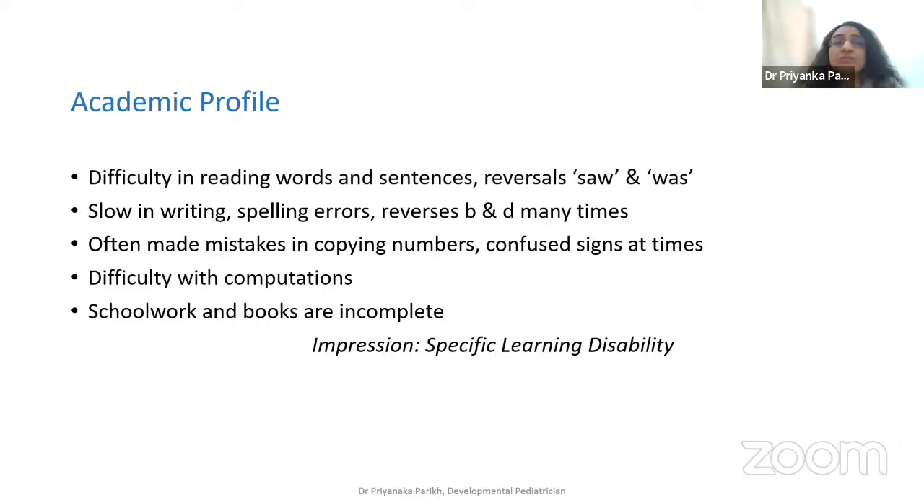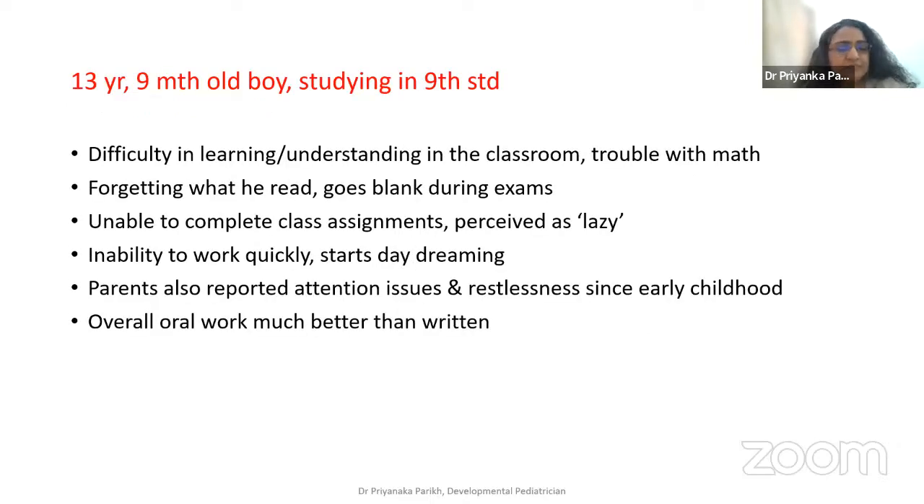But along with this, when we are looking at the overall development and the profile, we are also seeing that the child has had history of language delays, and even fine motor wise, the child is showing mild difficulties with fine motor development. Now let's look at an older child who is in secondary grade.